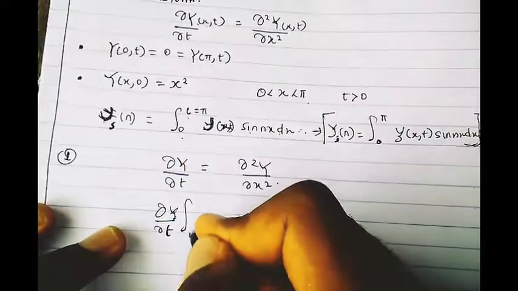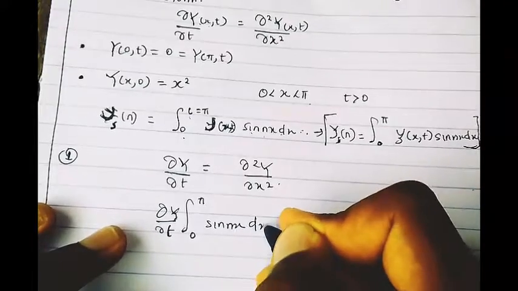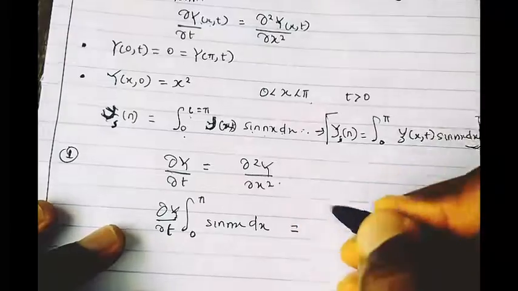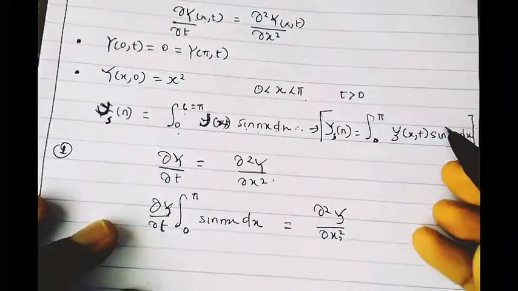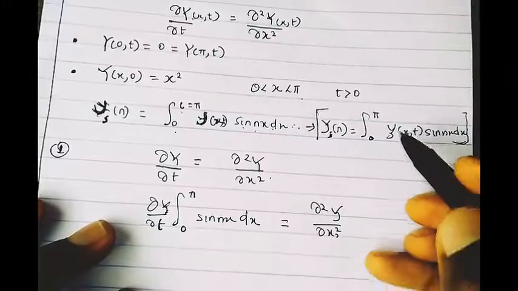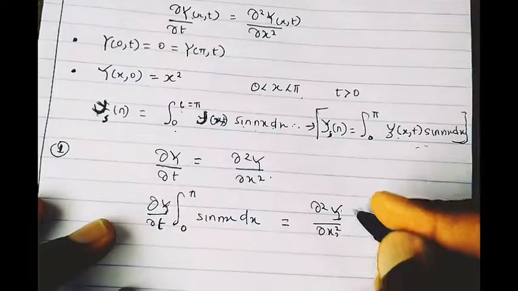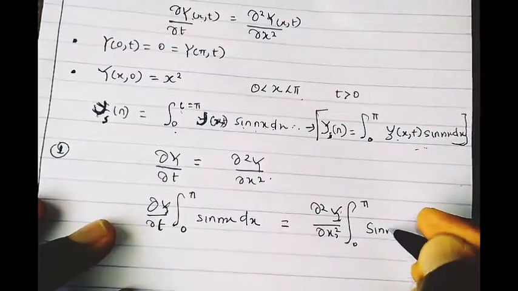So I just add my integral, which is coming from 0 to pi sine nx dx. So same thing also applied to the right hand side. This is d square y over dx square, right? Remember, this is my sine transform I'm working with. So I already have my y, which is a function of x and t here. So to complete my sine transform, I just need to add my integral coming from 0 to pi of sine nx dx.